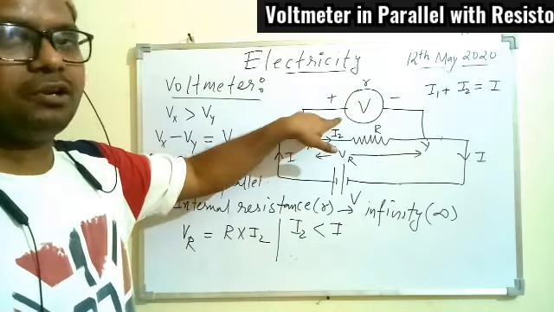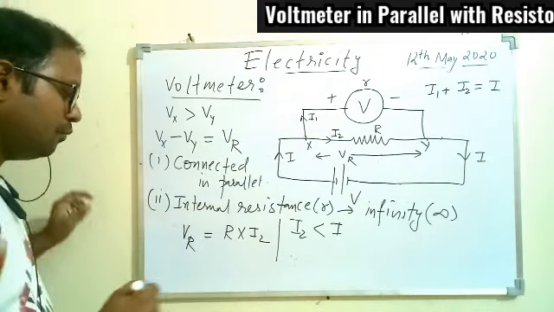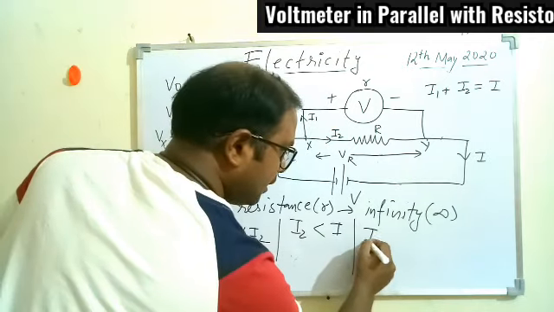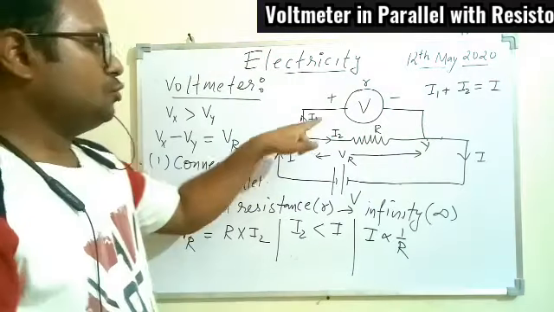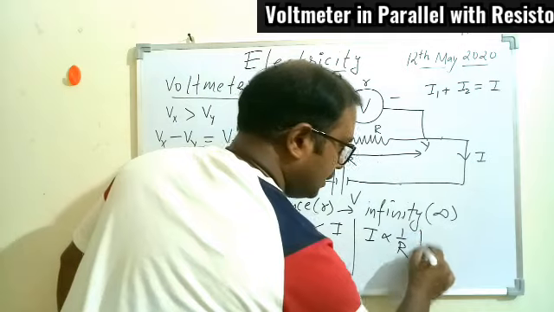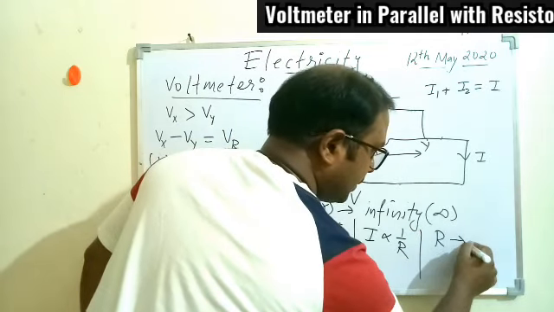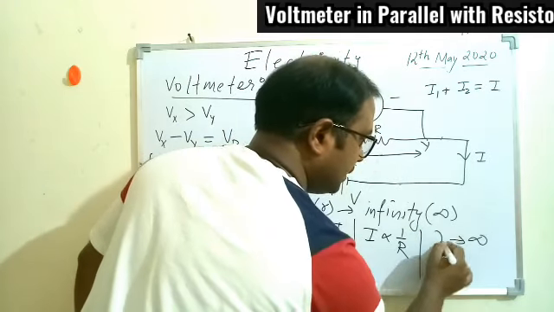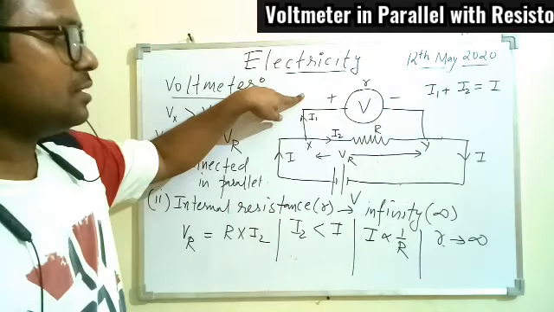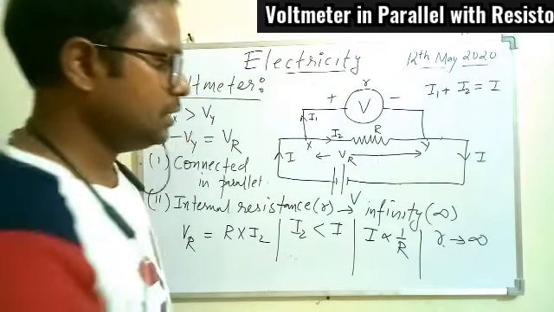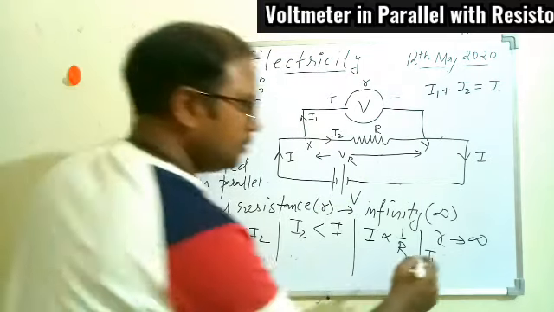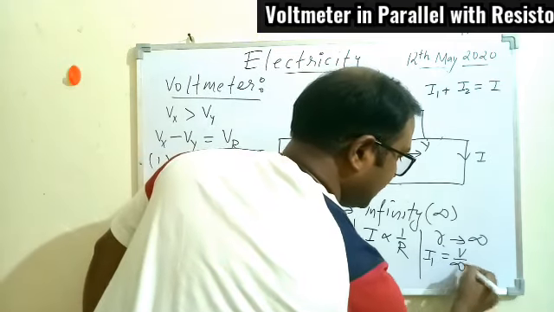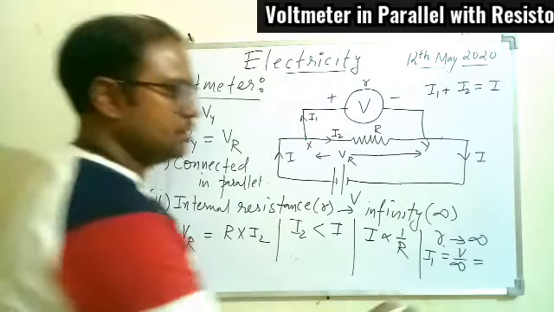And hence it is only possible if the resistance of the voltmeter is very high, because we know that I is inversely proportional to R. So we understood, if the resistance is approximately infinity, that is, the internal resistance of the voltmeter is infinity, then the current passing through the voltmeter I1 will be V upon infinity, how much? 0.